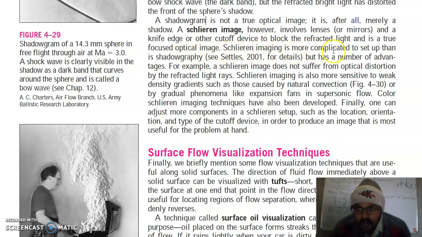Schlieren imaging is more complicated to set up than shadowgraphy, but has a number of advantages. For example, a Schlieren image does not suffer from optical distortion by the refracted light rays. Schlieren imaging is also more sensitive to weak density gradients, such as those caused by natural convection or by gradual phenomena like expansion fans in supersonic flow. Color Schlieren imaging techniques have also been developed. Finally, one can adjust more components in a Schlieren setup, such as location, orientation and timing of the cutoff device, in order to produce an image that is more useful for the problem.